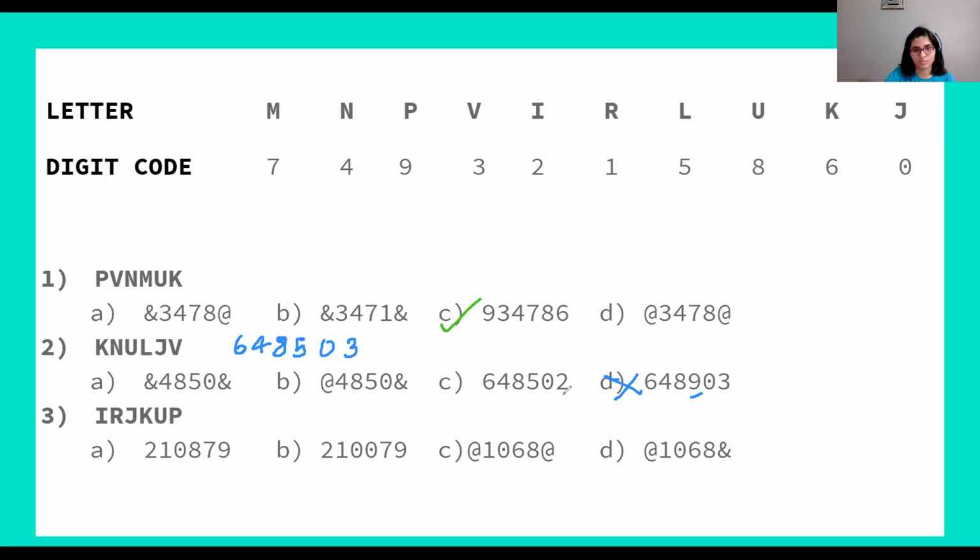Again, we have a number code, but here it should be 3, but here it's 2, so it's wrong. Now, we have to check whether it's a vowel or consonant. K is not a vowel, so this is also wrong. So the only answer left is A, so our answer is A.